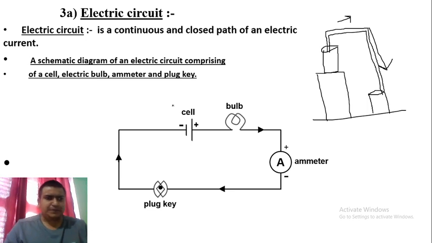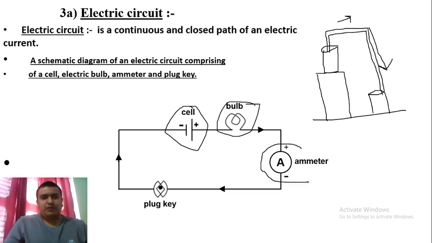It consists of a cell, which is an energy source, an electric bulb symbol, which is a device, a load. An ammeter is present for measuring the current, that is, how much current is flowing in the circuit. We have already discussed the ammeter. And a plug key. A plug key is just like a switch to turn the circuit on and off.